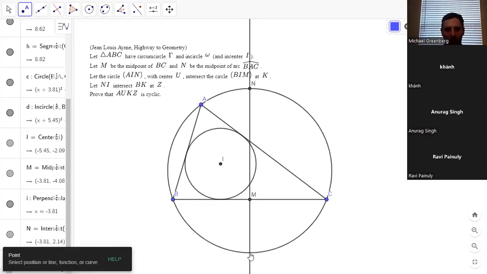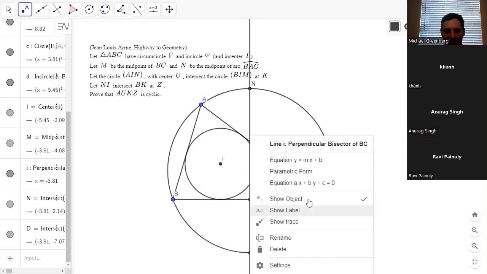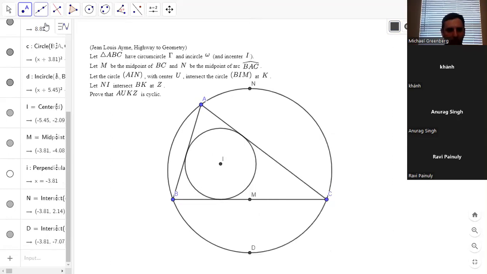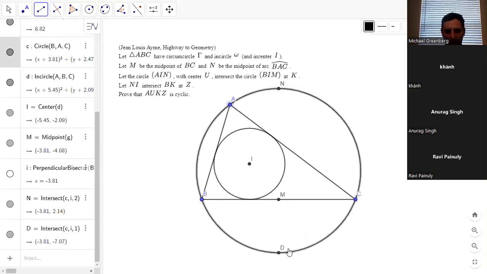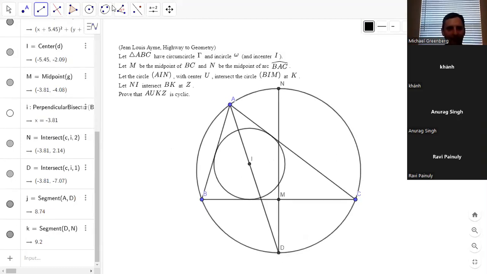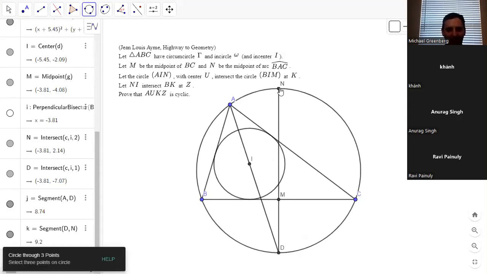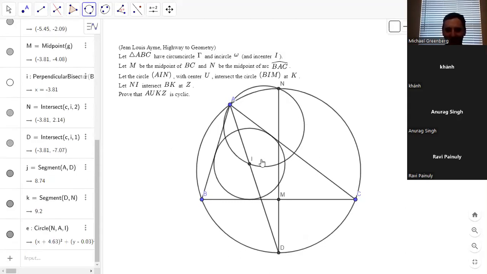Let this be point D. Let the circle AIN. So let me draw in a couple segments. So yeah, this is looking very similar to the last problem, right? We have this circle, and then this point was in the last problem.